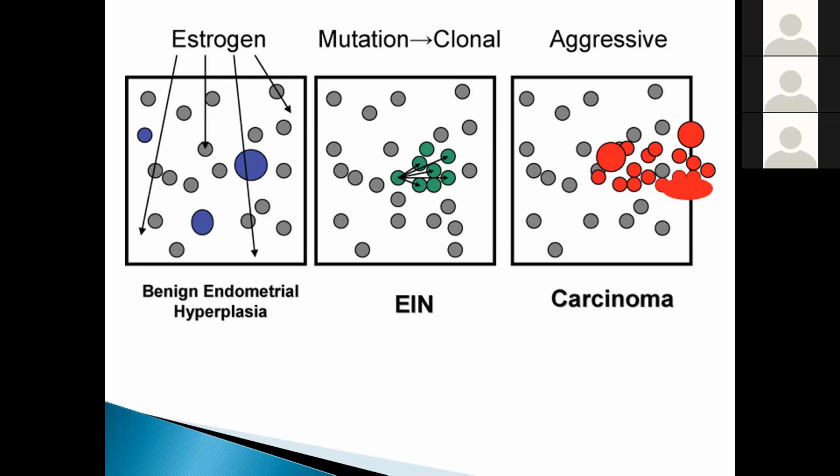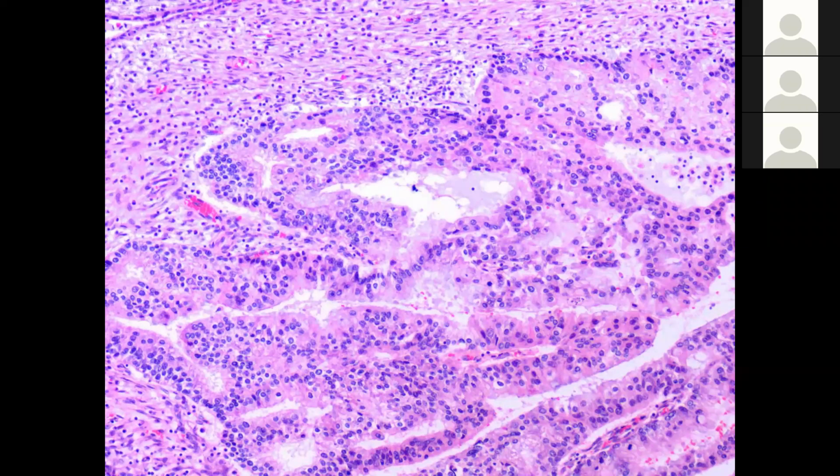And then eventually these clones undergo further mutations and become carcinoma. So this is the endometrioid pathway. So here's an example, adenocarcinoma, just like you guys saw earlier. Complex cribriform, maze-like pattern. Cytologic atypia is not that striking.